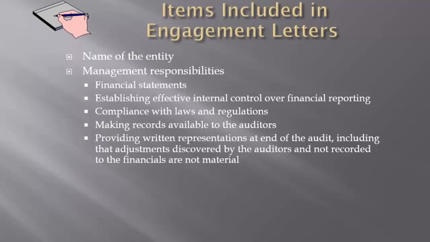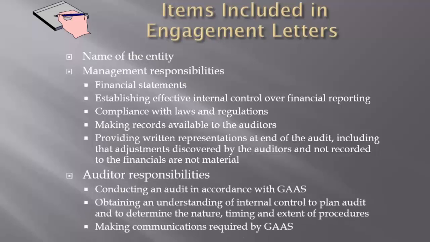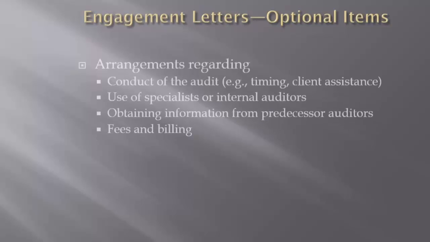We need to assert within the engagement letter that management is responsible for the financial statements. They're responsible for the internal control structure and compliance. They want to make sure the records are available to the auditor, and that they will be providing written representation. There's a management representation letter that's signed at the end of the audit that we'll actually talk about later. The auditor's responsibility is conducted in accordance with generally accepted auditing standards. We are understanding the internal control structure, and we are doing communication items.